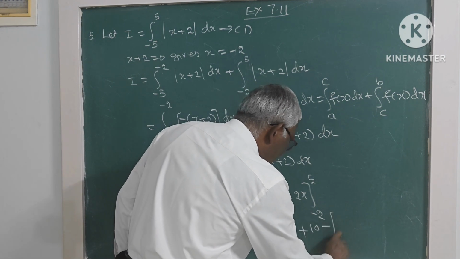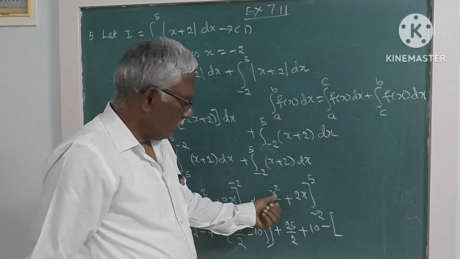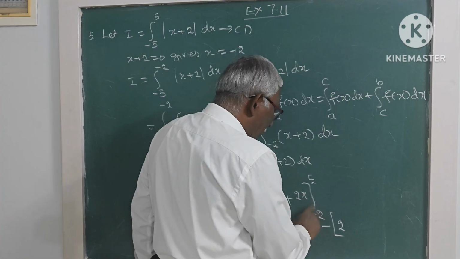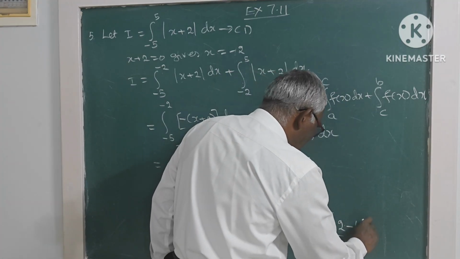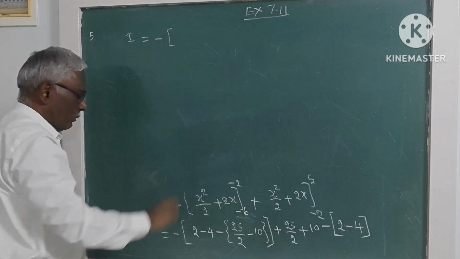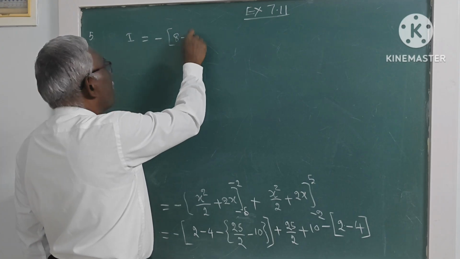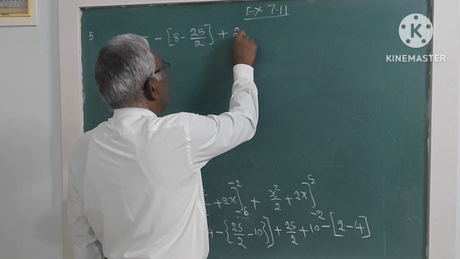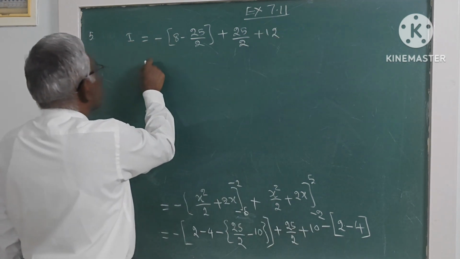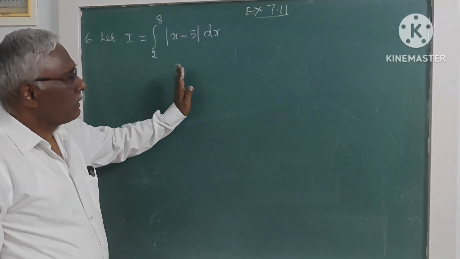Minus, you put the lower limit, minus 2 whole square is 4, 4 by 2, 2, then 2 into minus 2 is minus 4, minus of 2, 8, minus 20, 25 by 2, answer. We have to evaluate this integral.